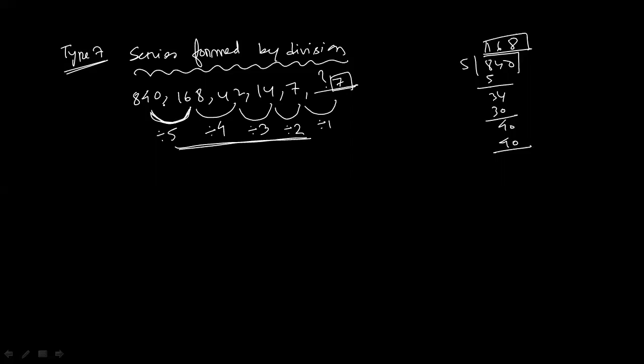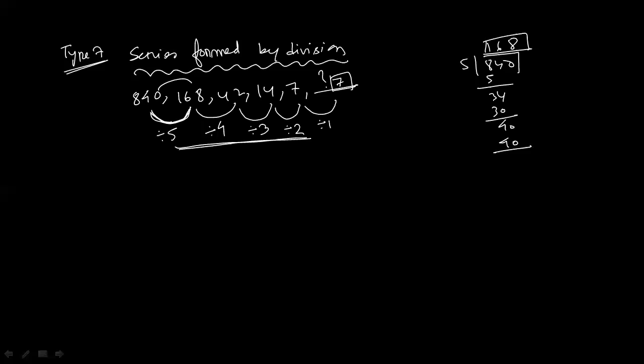So what did we do here? The series is formed by division: 840, 168, 42, 14, 7. When the numbers are large and the difference is very large, then either it will be multiplication or division. Here it is not multiplication, because the numbers are decreasing. So if we divide, we have to see by which number we divide 840 to get 168.